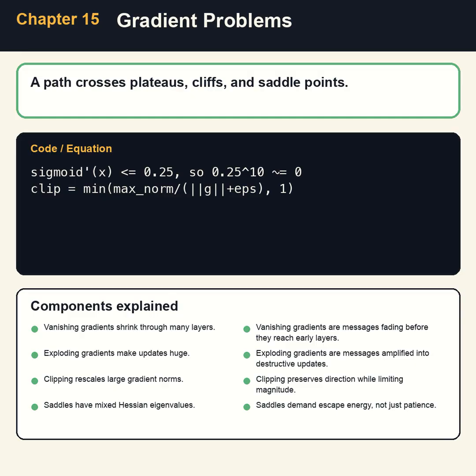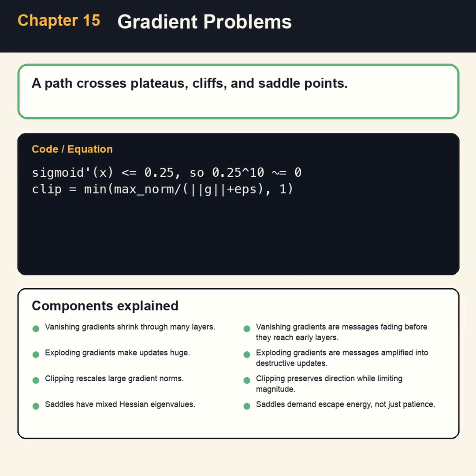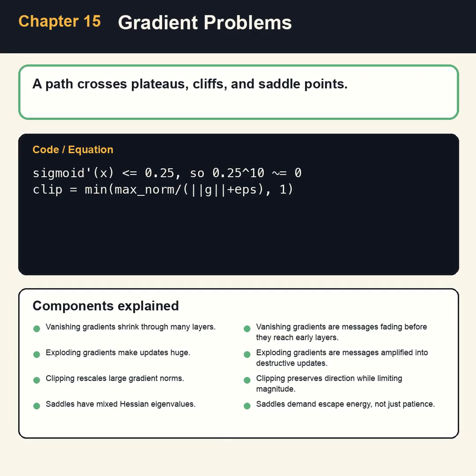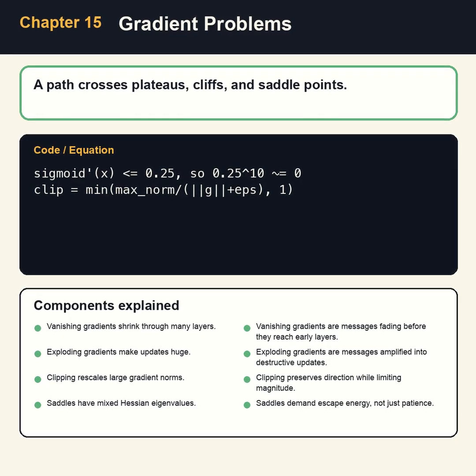Sigmoid derivatives below 1 multiply into silence. Recurrent loops can multiply into explosions. Residual connections, normalization, clipping, and better activations are the survival gear that made deep models trainable.